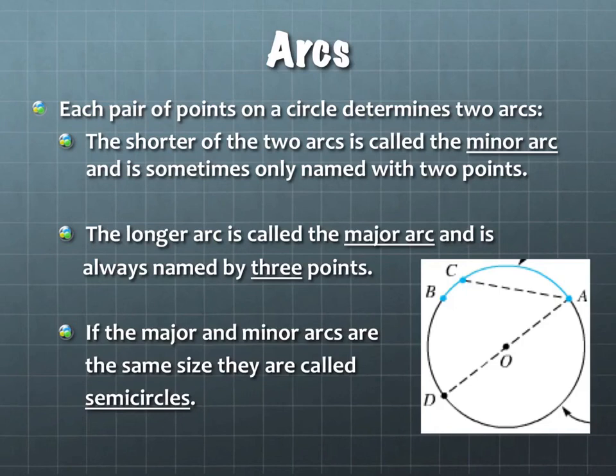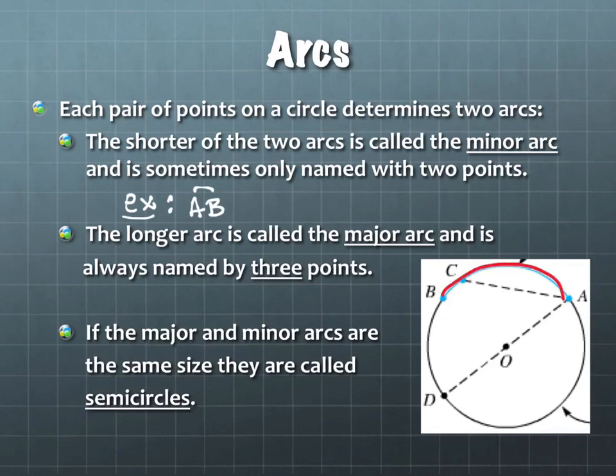Each pair of points on the circle determines two arcs. The shorter arc is the minor arc. Sometimes it's labeled with only the end points. So for this picture here, AB, you don't need to draw the picture again. I just have it pictured on here again so I don't have to keep flipping my slides back and forth. But AB would be considered a minor arc. Okay, so it would be right here.